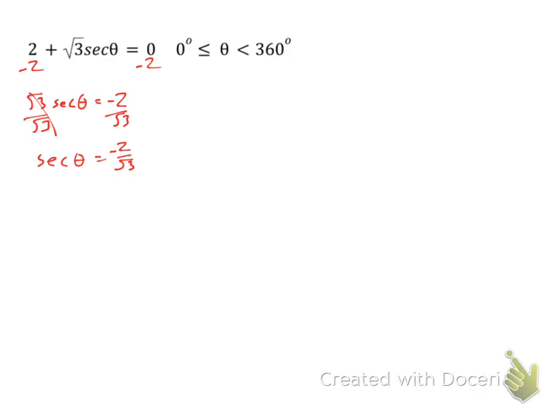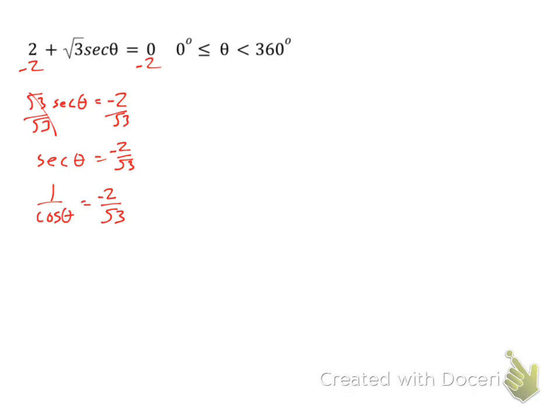And again, I don't like secant. Secant is really 1 over cosine. So this becomes 1 over cosine theta equals negative 2 over square root of 3. Here's the really cool thing about fractions. If I decide to flip, as in take the cosine, bring it to the top, bring the 1 to the bottom, that's taking the inverse of this side. I have to do it to the other side. So if I flip one fraction, I flip the other fraction.